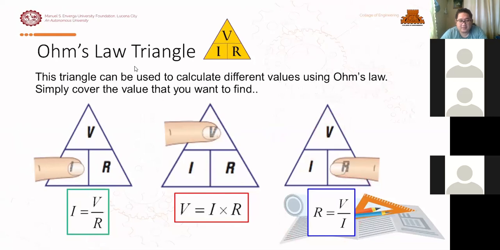Okay? So this is just another way of remembering the Ohm's law formula. But basically, if you know I is V over R, you can always play with it to find V and R. This is just for the benefit of those who find it easier to remember the formula visually. Okay?